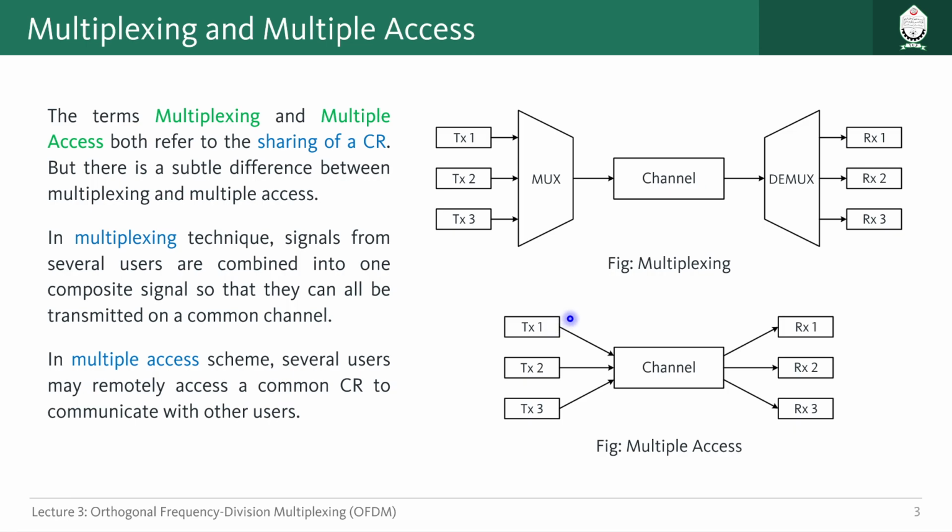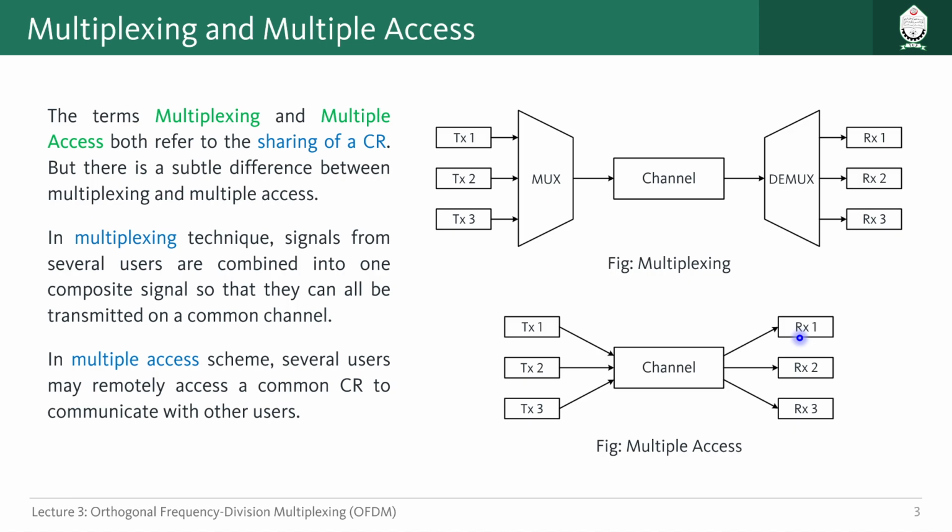Like here we have 3 users, TX1 up to TX3, but here we don't have any kind of multiplexer. That means these 3 signals go directly to our channel, and there obviously they will interfere somehow because of the nature of the channel, but at the receiver side we will have some intelligent techniques so that we can separate these signals so that the receivers can receive their desired signals, right? So that is the difference between multiplexing and multiple access.